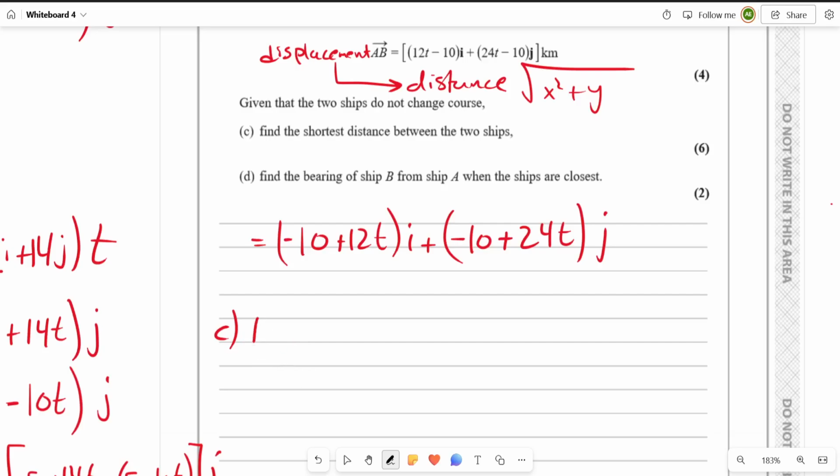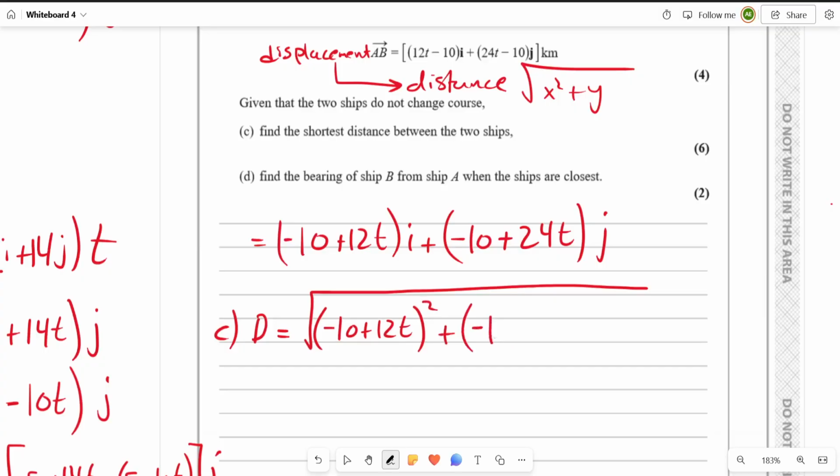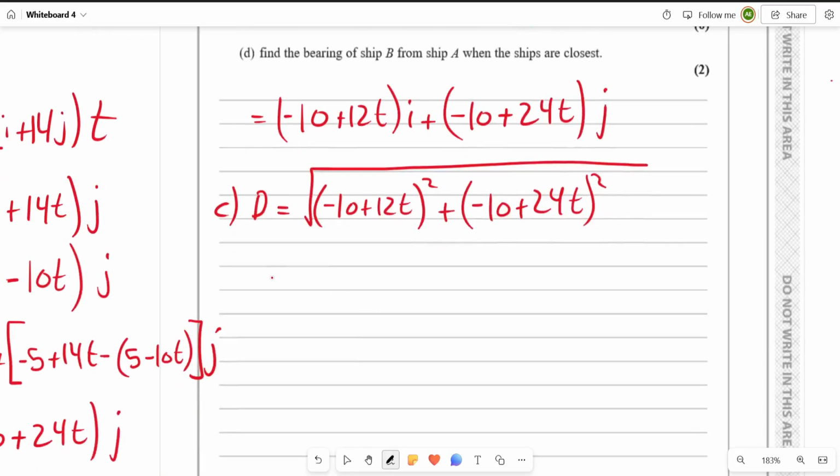So let's do that. The distance, let's call it d, is going to equal a big square root of the i component squared. So the i component was minus 10 plus 12t, all to the power of 2, plus the j component, which is minus 10 plus 24t, all squared. Now, let's simplify this. So this is going to be the square root of negative 10 squared, which is 100. And then first times second times 2, so negative 10 times 12 is negative 120t, times 2 is negative 240t. And then 12t squared is going to become 144t squared.